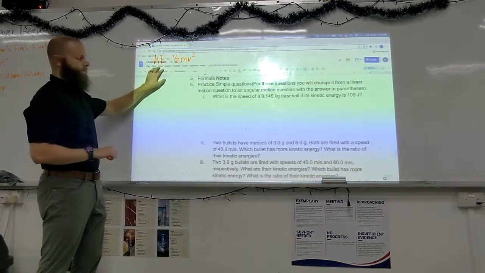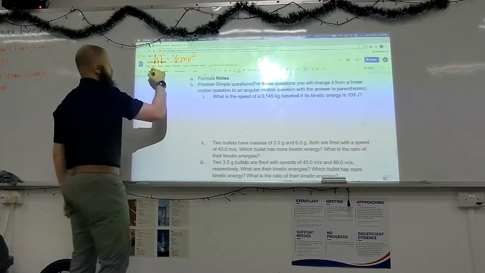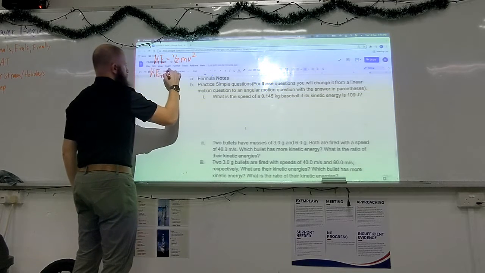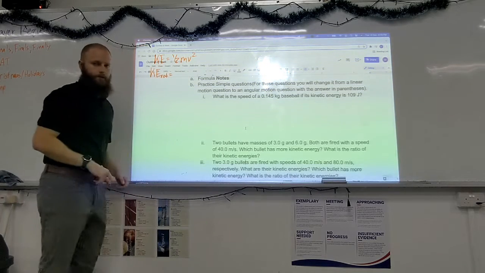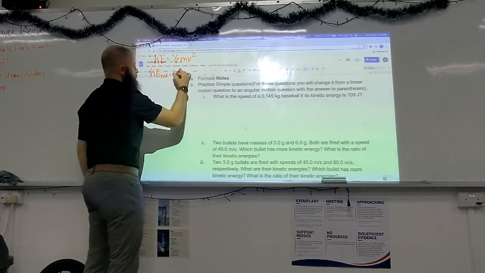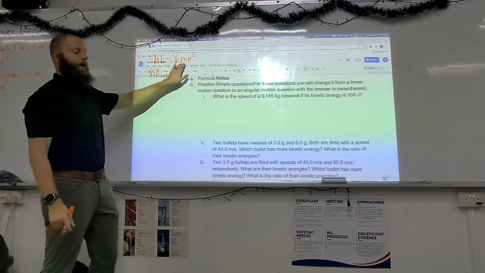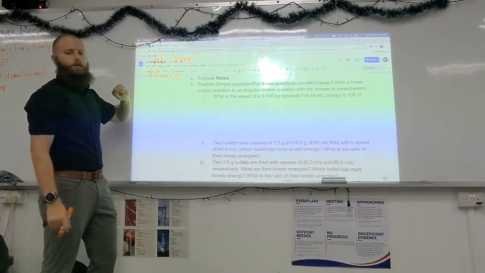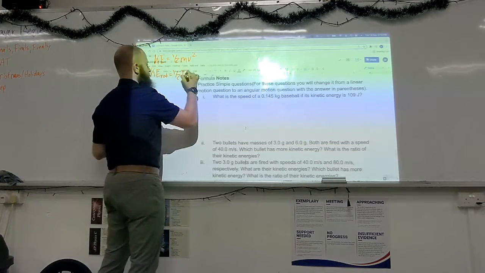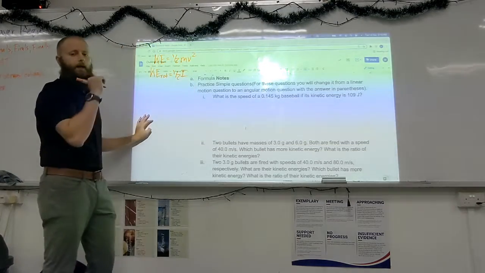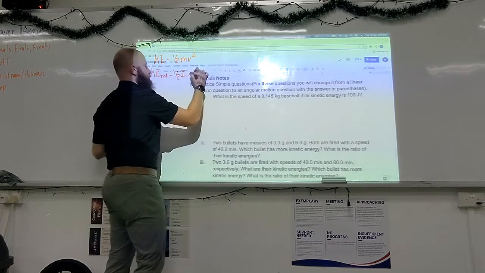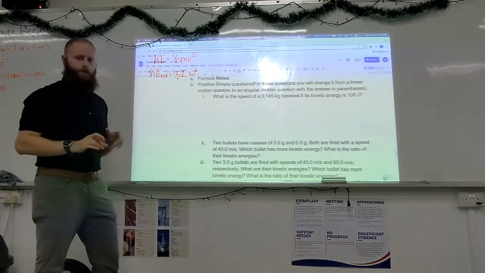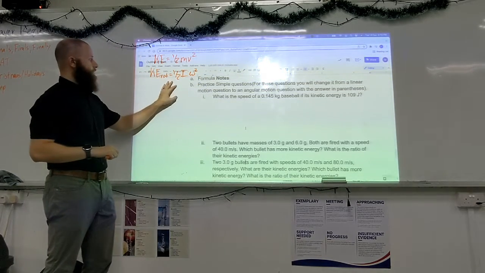Now, instead of KE, we have KE rot, or rotational kinetic energy. Okay? We still keep the 1/2. Instead of m, we now have I, our moment of inertia. And instead of v, we have omega. Okay? And it's once again squared. So it's a very similar thing.